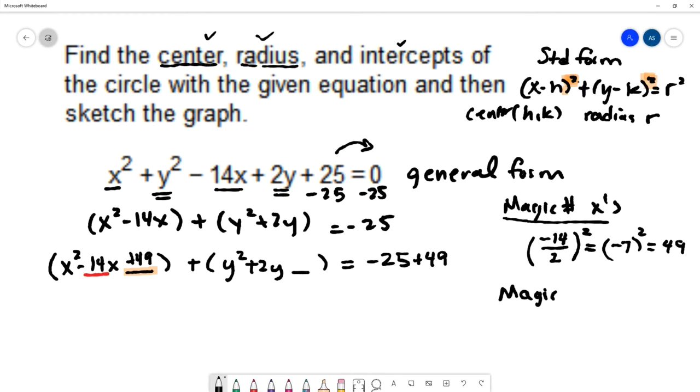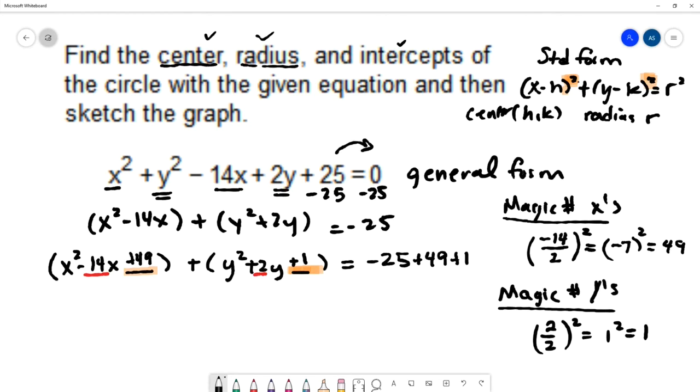Then I need to find the magic number for the y's. So to find our additional term, I'm going to start with the coefficient on the y, which is 2, cut it in half and square it. 2 cut in half is 1, 1 squared is 1. So our magic number for the y's is 1. We're going to add 1 to the y group and balance the equation by adding 1 to the other side.